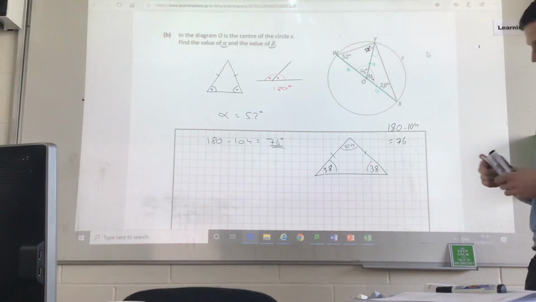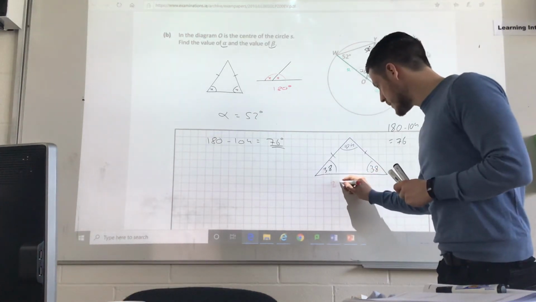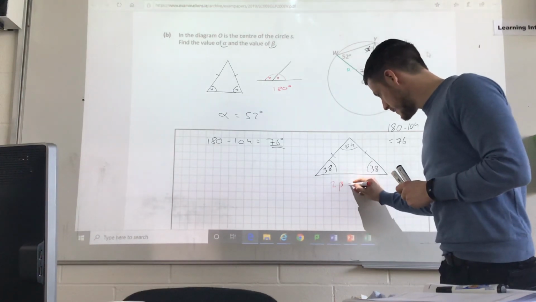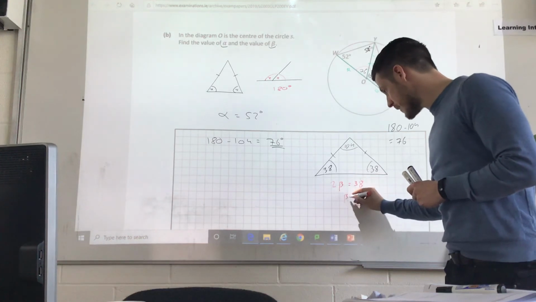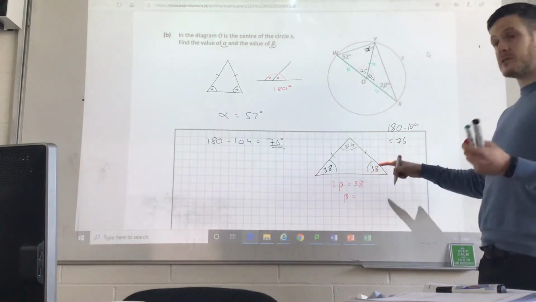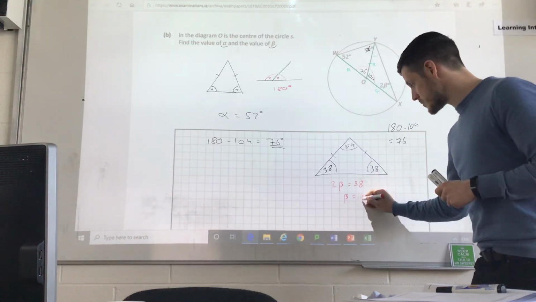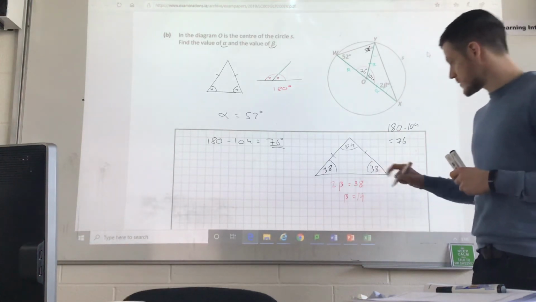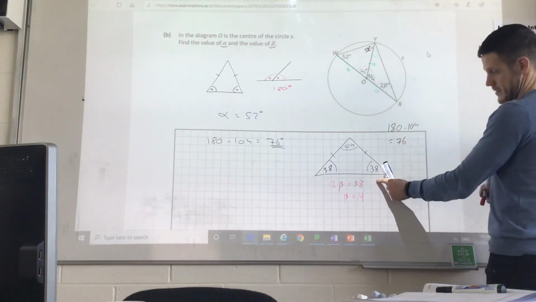And I know one important fact now. So let's take this side here. 2 times beta is equal to 38. So beta must be half of that, because remember, imagine it was 2x is equal to 38. You would say x is equal to 19. But it's the same, it's just got a Greek letter in front of it. So beta should be 19. Because it's 2 beta, it's going to be 38.